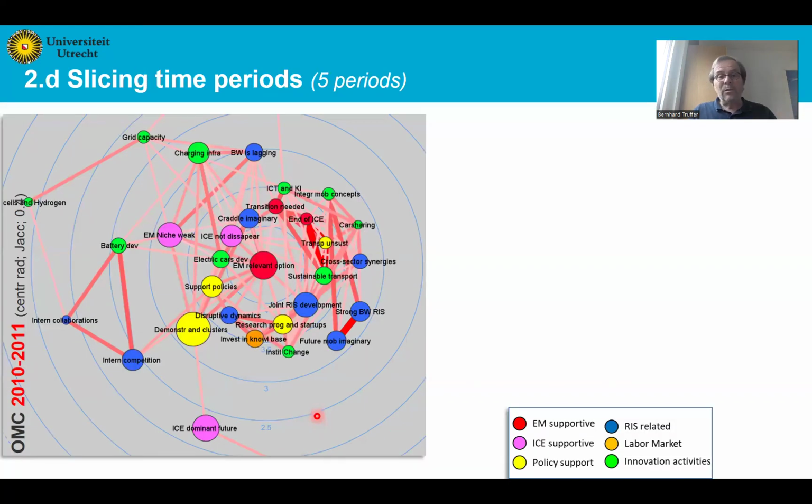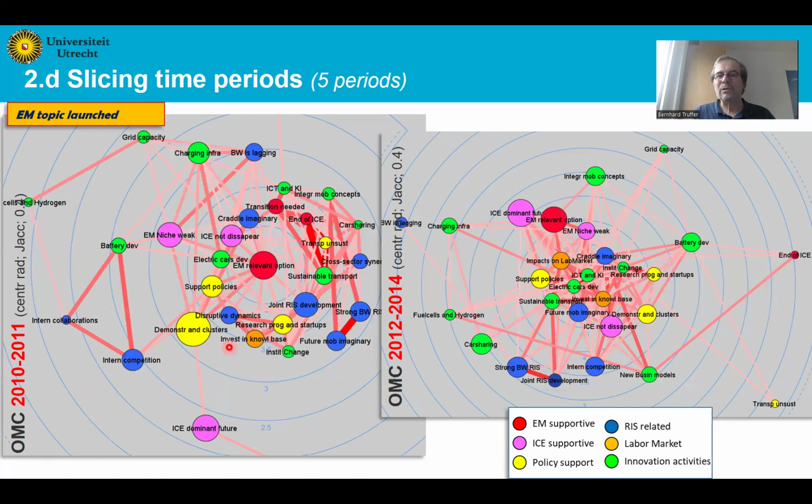Of course, you can also go the other way around and make smaller time slices. So here I had 5 periods instead of 3. And the first 2 are just splitting up the originally first period. And here what you see is that the EM as a relevant option is still in the middle, but all the others are circularly oriented around this. And you could say this is about the electromobility topic having been launched. So it was in the center of the newspaper coverage, but there was not much of a structure.